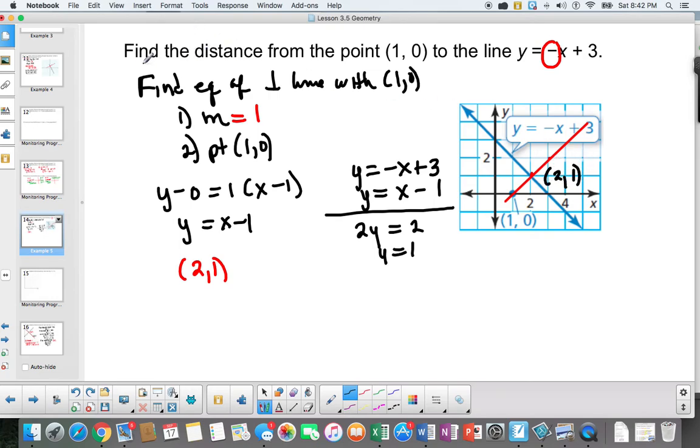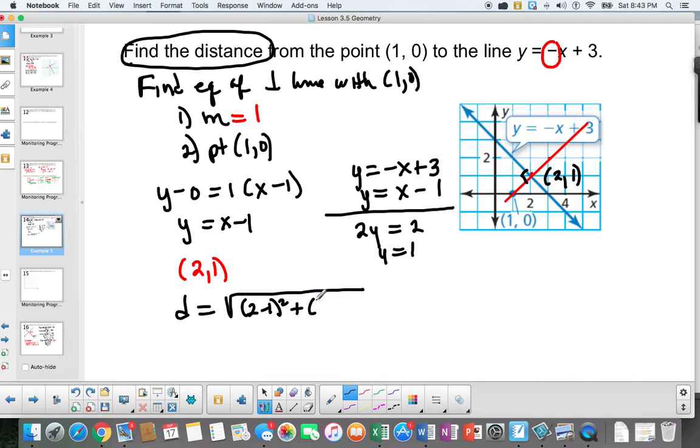But that's not the answer to the question. The question says to find the distance. And remember, distance is a perpendicular. And I know this is perpendicular. I know here's one of my points, here's my other point. So my distance will be requiring the distance formula, which is going to be 2 take away 1, quantity squared, plus 1 take away 0, quantity squared. And that's going to be 1 plus 1, which is root 2, and root 2 is approximately 1.4. So that's the distance, and that does look like a little bit more than 1.